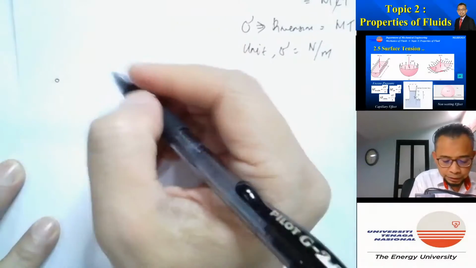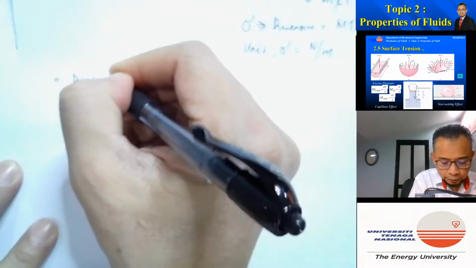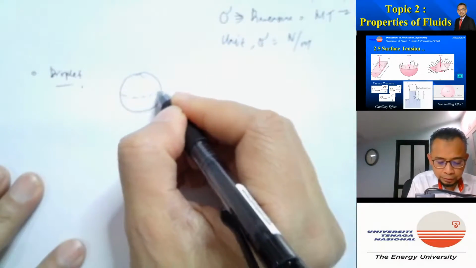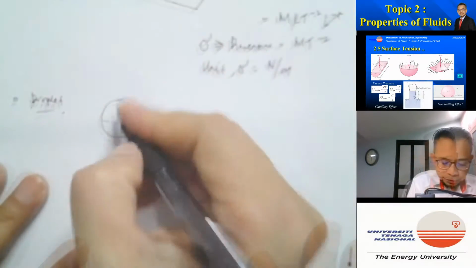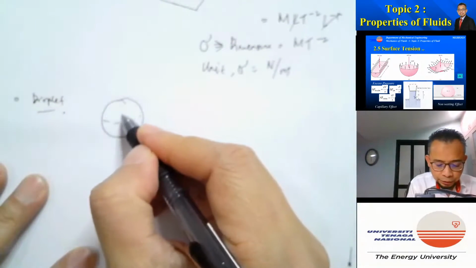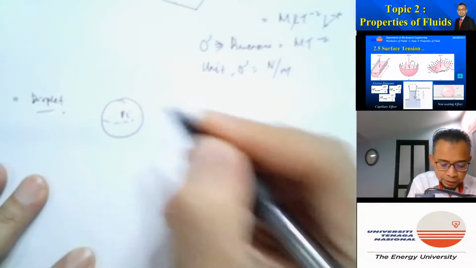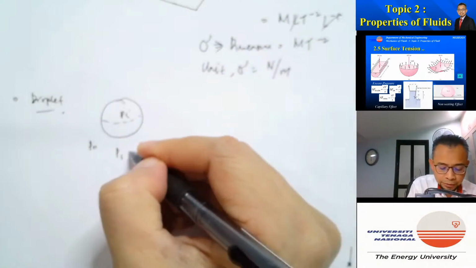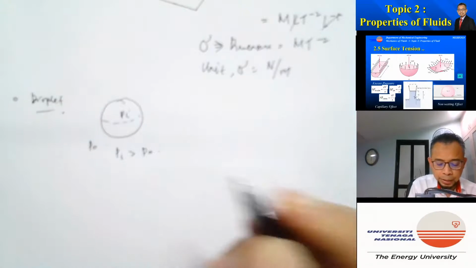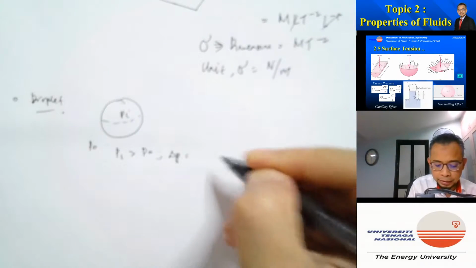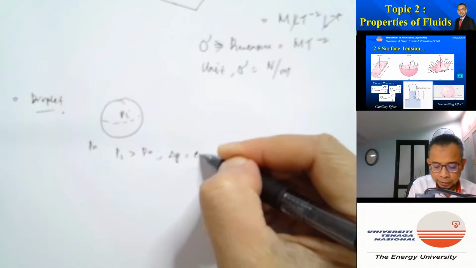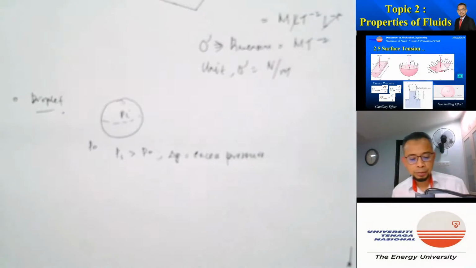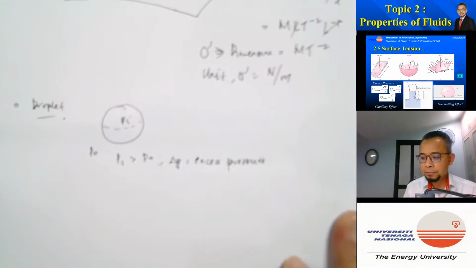So let's consider a droplet. That's a droplet, so it's a spherical shape. If you consider the pressure inside the droplet and outside, let's say this is P inside, this is P outside. Because of the surface tension, Pi is bigger than Po, and there is a delta P, which is called the excess pressure. So let's consider the value of this excess pressure.